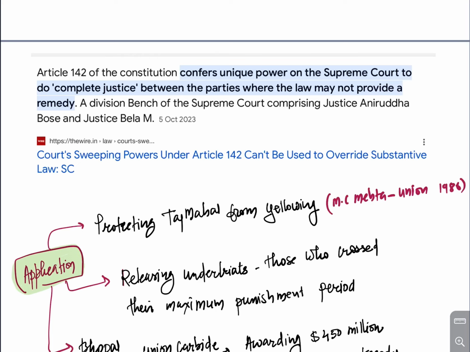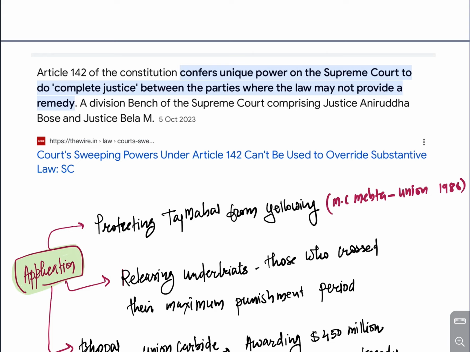So hello and welcome. Today we will talk about one of the most important articles of the Constitution, and that is Article 142. Article 142 confers a unique power on the Supreme Court to do complete justice between the parties when the law may not provide a remedy.